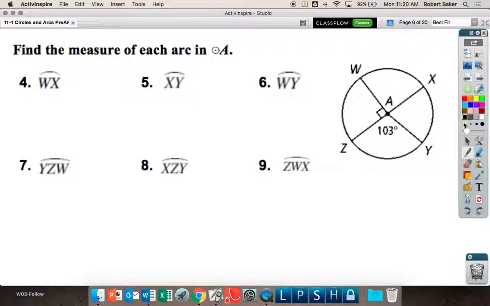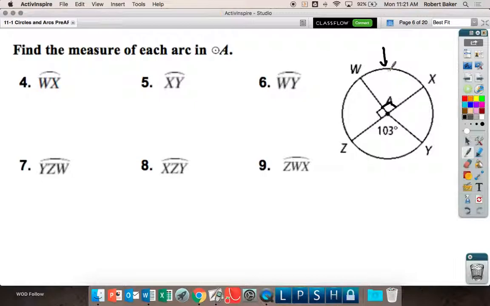90 degrees. Perfect. Confusing. Welcome to my life. Arc WX is 90 degrees because we're talking about circles. This arc length describes that angle measurement. They're the same thing. So angle WAX and arc WX are both 90 degrees. So that makes ZX a diameter. Where are you at in your process right now? We have 3 of the 4 chunks described.